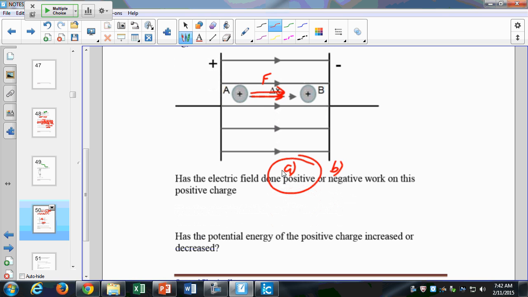All right, so let's see. Has the potential energy of the positive charge increased or decreased here? If I have this positive charge that moves from left to right, does the potential energy increase or decrease? That is, what does delta PE do? If it's increased, it's positive. If it's decreased, it's negative. What does delta PE do?